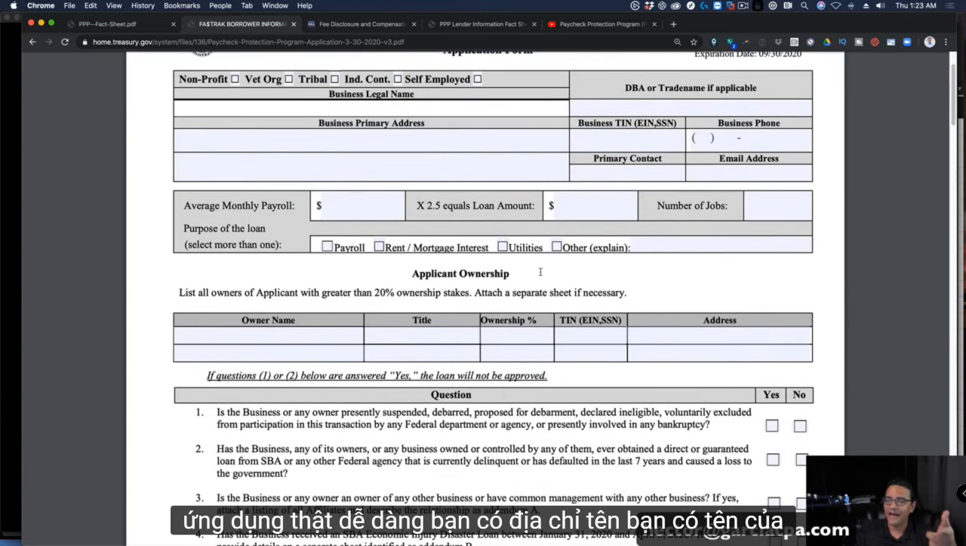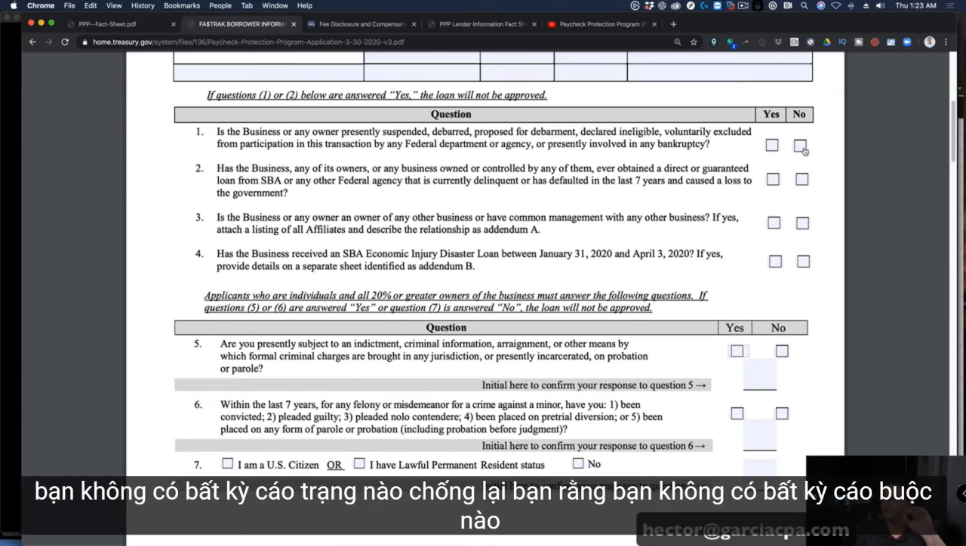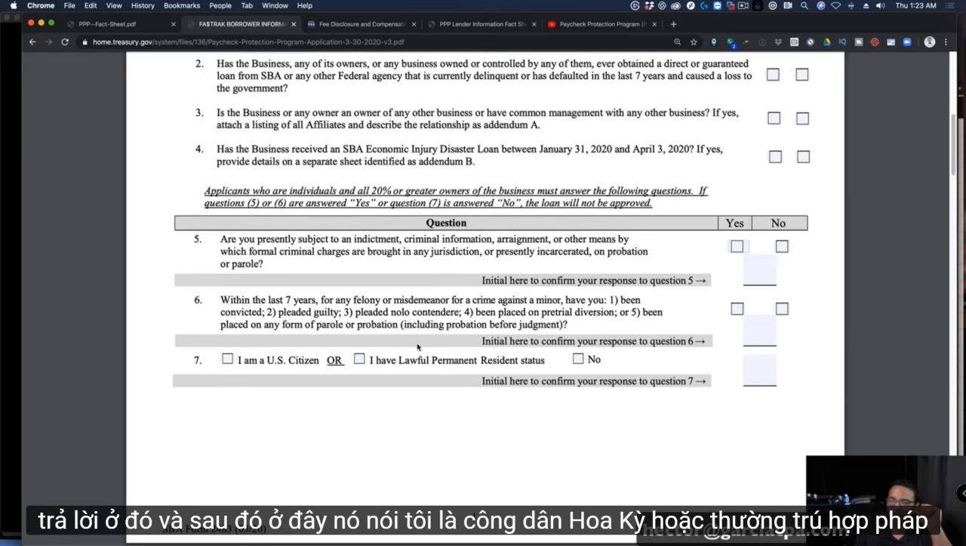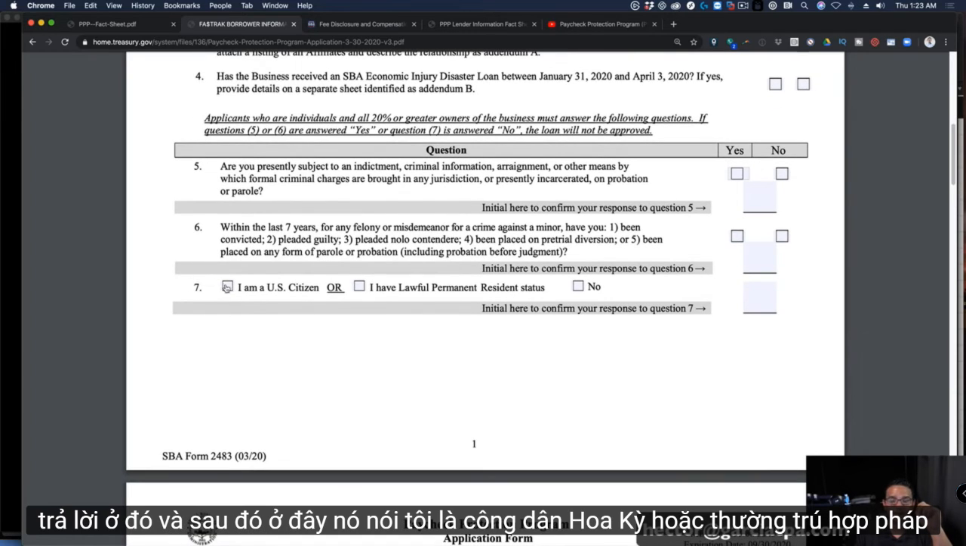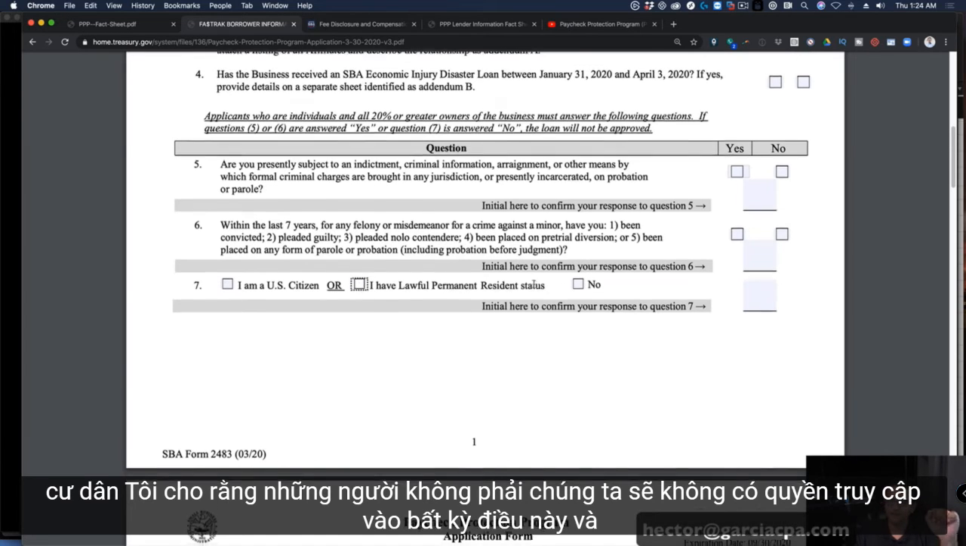And then the rest of the application, it's easy. You've got name, address, the name of the owners, and a certification that you haven't filed bankruptcy, that you don't have any indictments against you, that you don't have any criminal history. So there's a whole bunch of questions that you have to answer there. And then here it says I'm a U.S. citizen or a lawful permanent resident. I assume that non-US people will not have access to any of this.